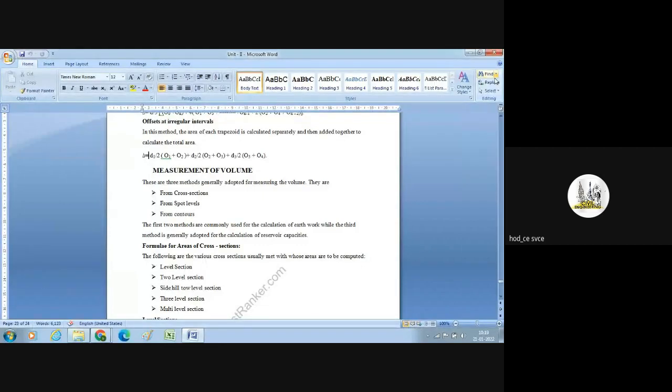Whereas in the trapezoidal and Simpson's rule, we start with O naught, which is taken at the start and end points of the division. Okay, so there is a difference between the mid-ordinate and the trapezoidal or Simpson's rule.